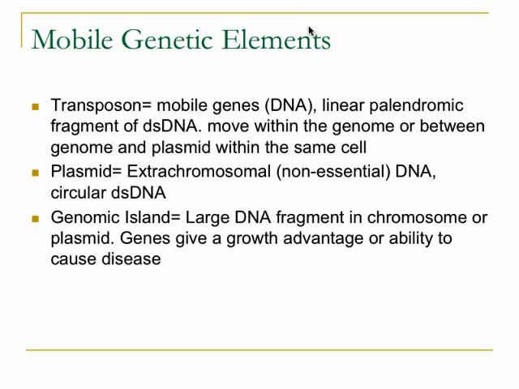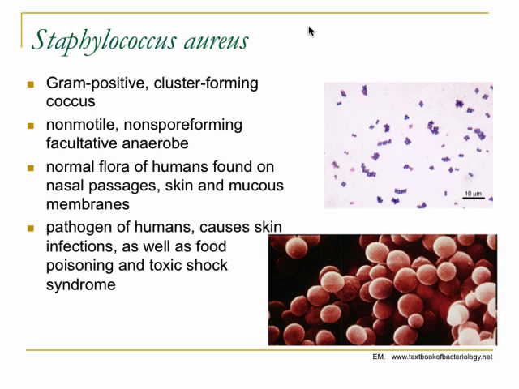So remember, plasmids are pretty small. They're anywhere from 1 to 10% of the size of the genome of a bacterium. Transposons usually carry a very small fragment of DNA as well, a single gene maybe, when they're these composite transposons. But genomic islands are larger fragments within the chromosome, or sometimes found in plasmids, that can transfer more than one gene at a time and give a growth advantage or some other advantage to survival or causing disease.